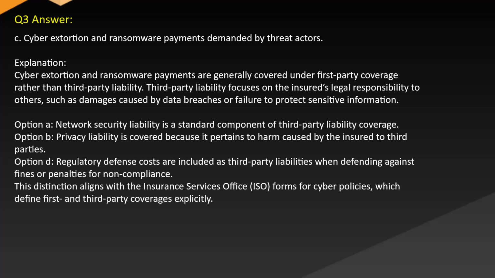Network security liability is a standard component of third-party liability coverage. Option B. Privacy liability is covered because it pertains to harm caused by the insured to third parties. Option D. Regulatory defense costs are included as third-party liabilities when defending against fines or penalties for non-compliance. This distinction aligns with the Insurance Services Office (ISO) forms for cyber policies, which define first and third-party coverages explicitly.